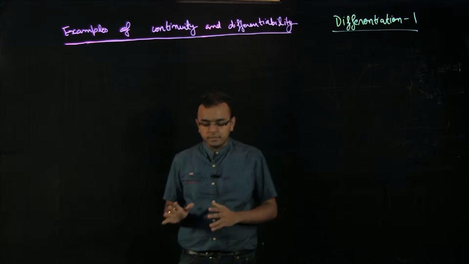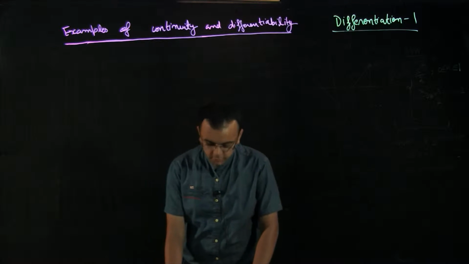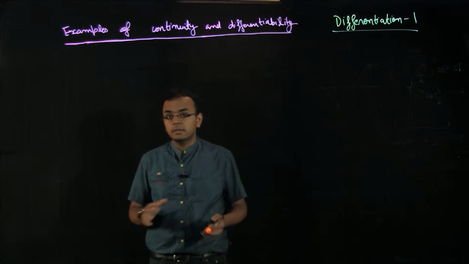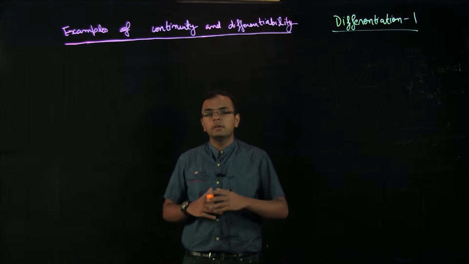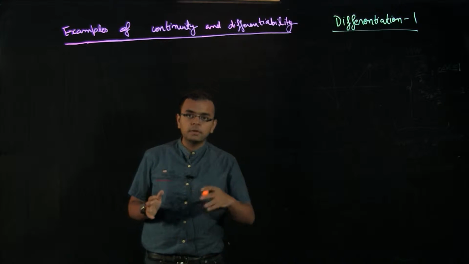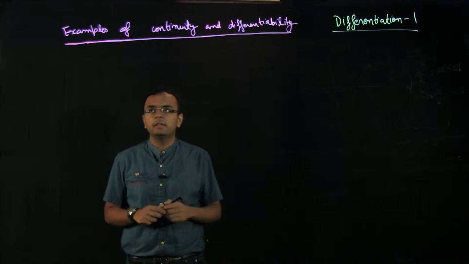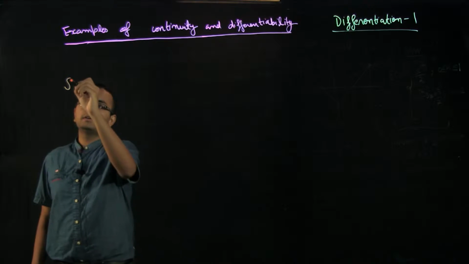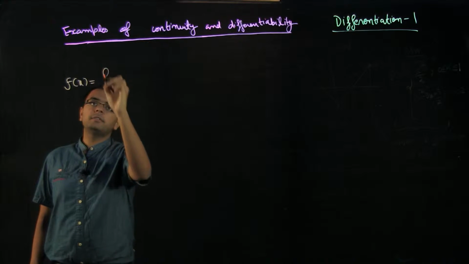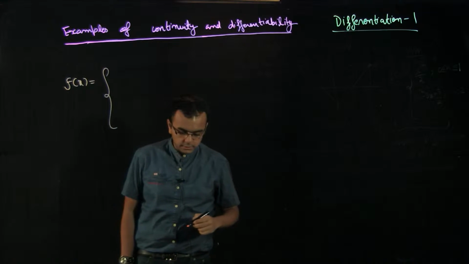So in the last video, we discussed that there are problems where you can just directly sketch the graph and understand the differentiability and continuity by seeing breaks or smoothness of the curve. But what if there is no problem like that? So for instance, let us say you get a problem like this, which is very hard to sketch.